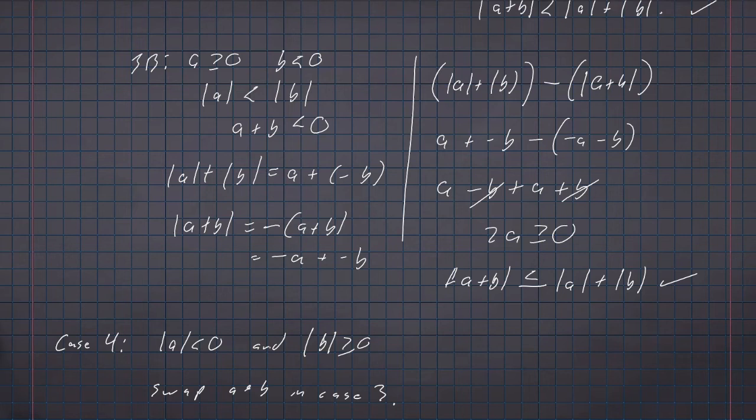And I'm not going to take the time to write out case 4. Case 4 looks identical to case 3, except that we swap where a and b is everywhere in the argument. If you literally just swap the letters a and b everywhere in the argument of case 3, you get the argument of case 4. So it doesn't need to be written out again. We now have the triangle inequality. All right, on to the next one.